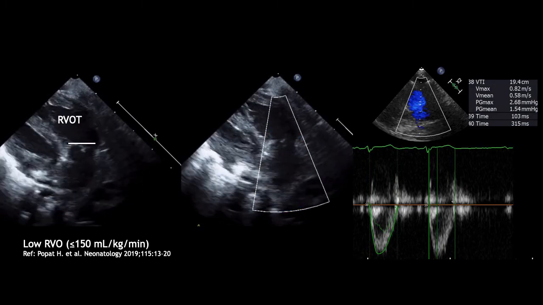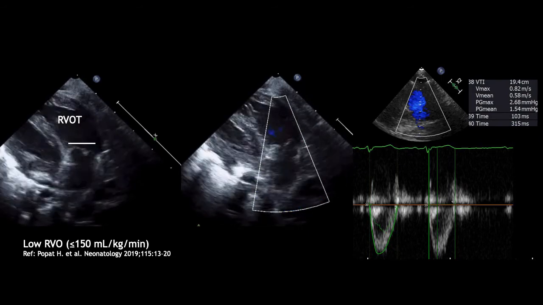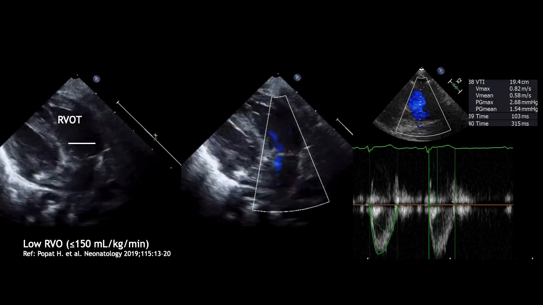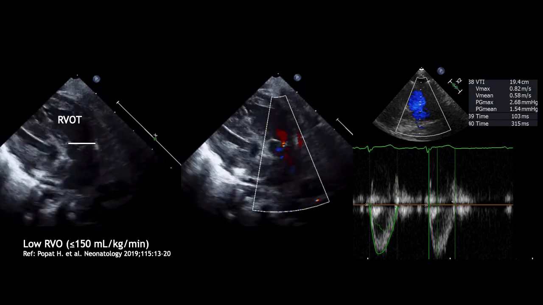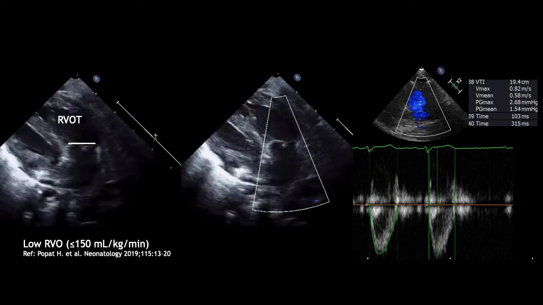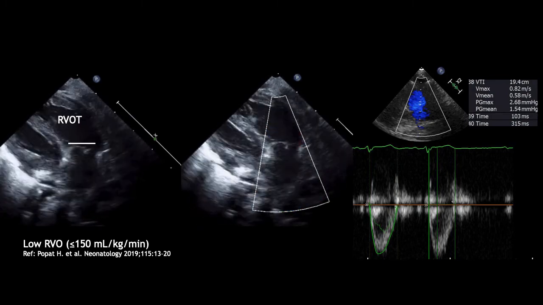So I remind you that this curve on the x-axis is time and on the y-axis is velocity. So if you look at the area under the curve, you typically get a distance. And in this particular patient, you get a distance of 19.4 centimeter, indicating that your stroke distance at that point in time was 19.4 centimeter in that specific area.